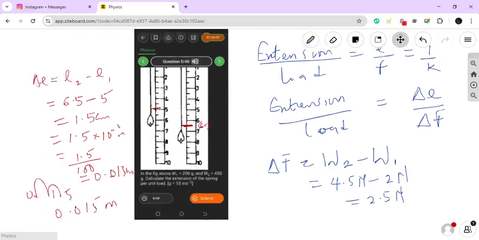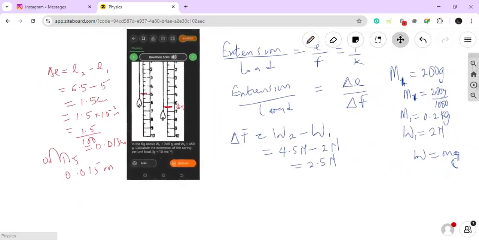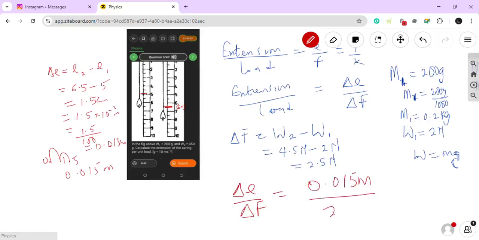So you go back to the original question. That's your change in extension. To the original question now, change in e over change in F will now be the extension, 0.015 meter, and this one is 2.5 N. So 0.015 divided by 2.5 is 0.006 Newton meter per Newton, or you say 6 times 10 raised to the power minus 3.